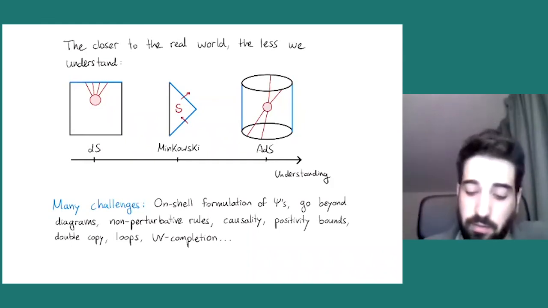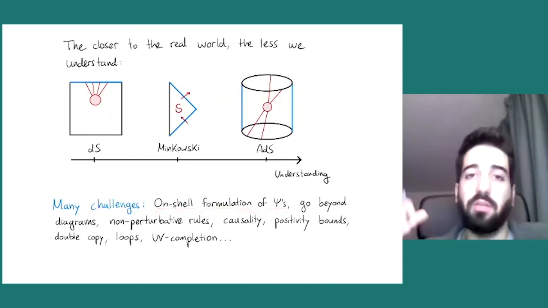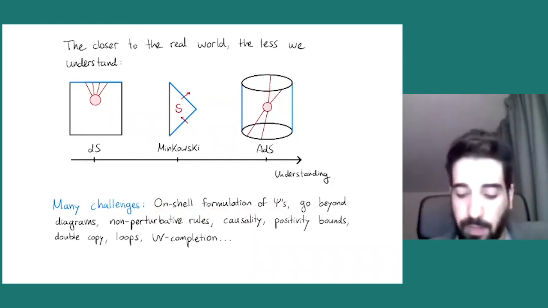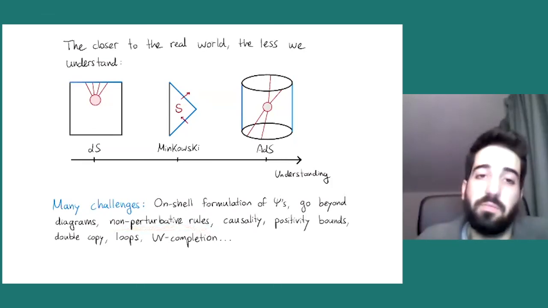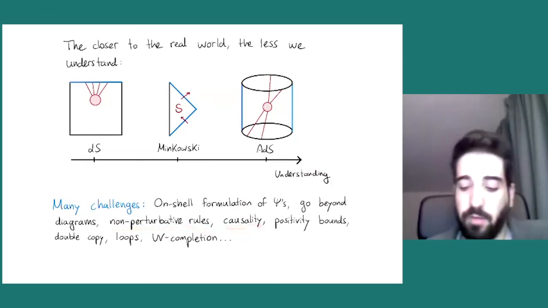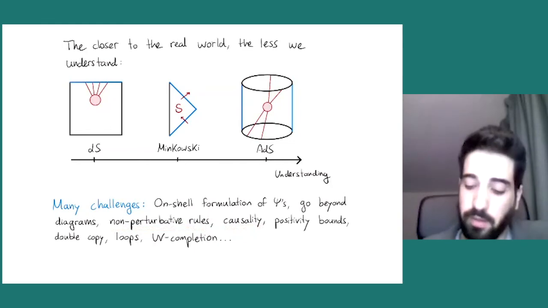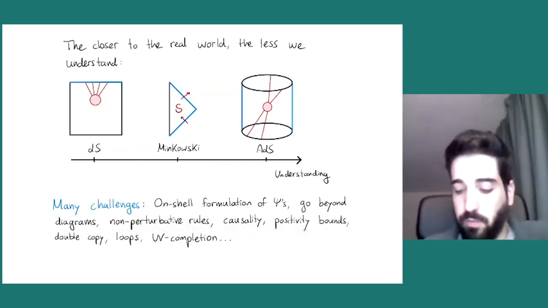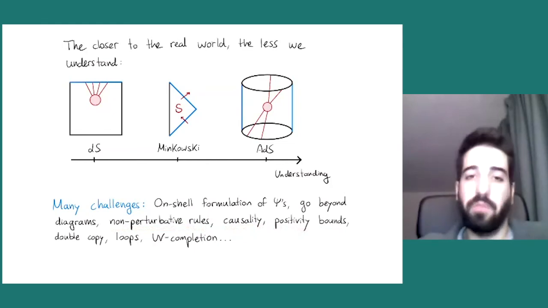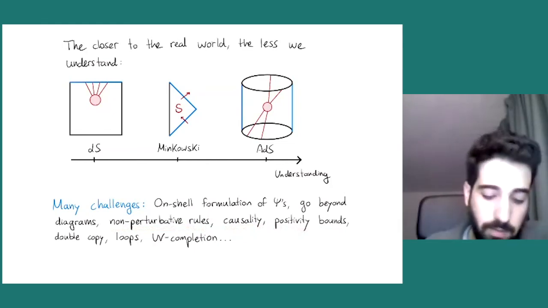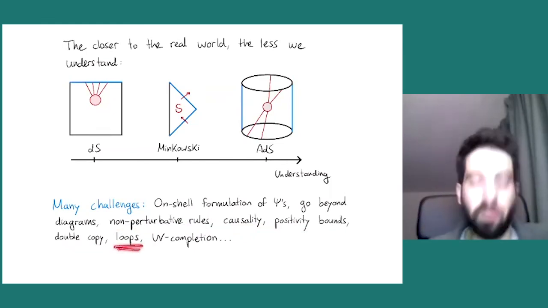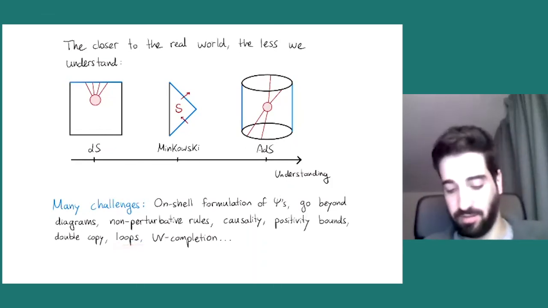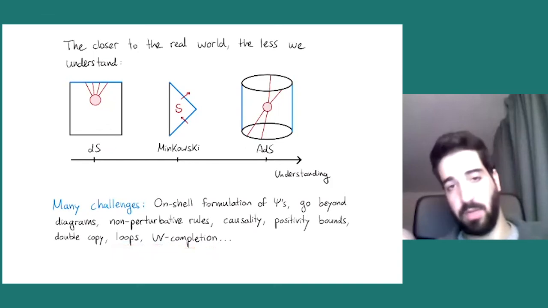And there are many challenges ahead. Try to find an off-shell formulation for these things, something similar to the Parke-Taylor formula I showed yesterday for wave function coefficients. Try to find non-perturbative rules. Everything I said was perturbative. Try to find what is the implication of causality for these objects, causal physics in the bulk. How does this translate to the boundary? Maybe we can do things similar to the positivity bounds of EFTs, but for these objects in de Sitter. Well, do they obey double copy between gauge and gravity theories? What happens with loops? I have barely mentioned loops. We don't know much about them. What is the UV completion of these objects, etc. So many things.